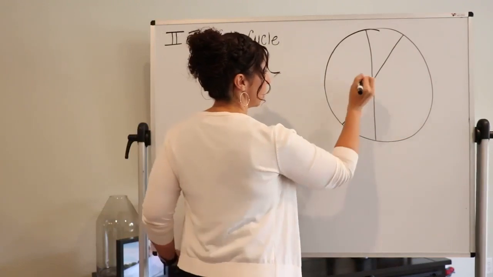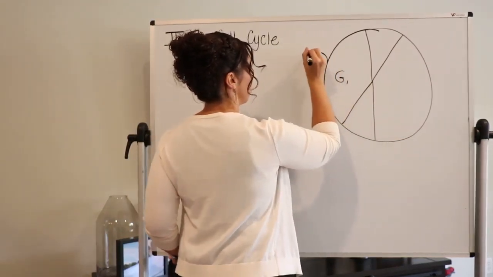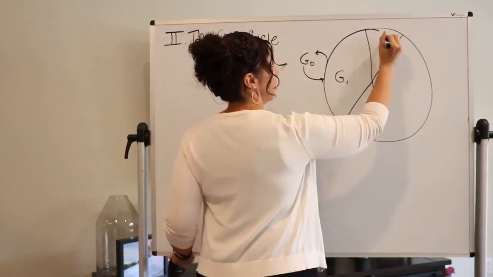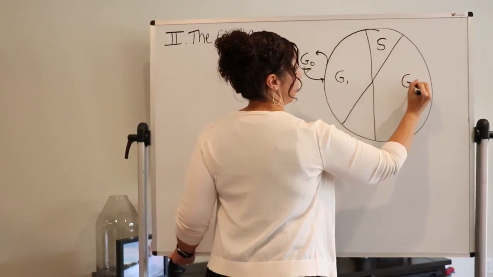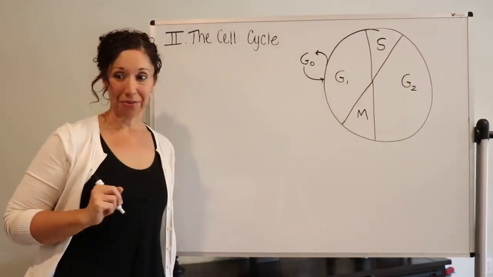So here you have G1, and I'm going to put one going out here to be G0, and it could always come back out. We're going to talk about these. You have S phase, you have G2, and you have M phase. Let's talk about these really quickly.